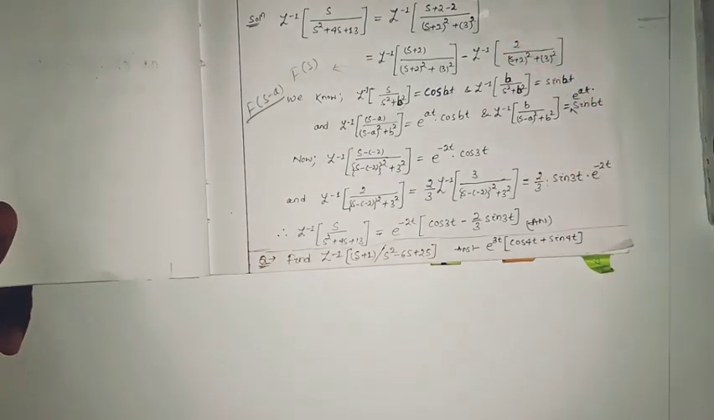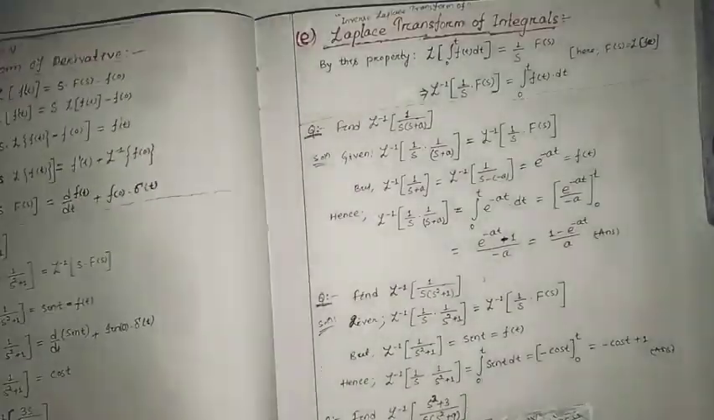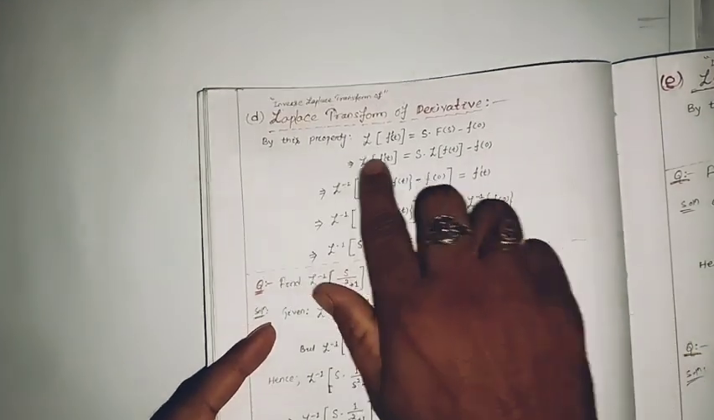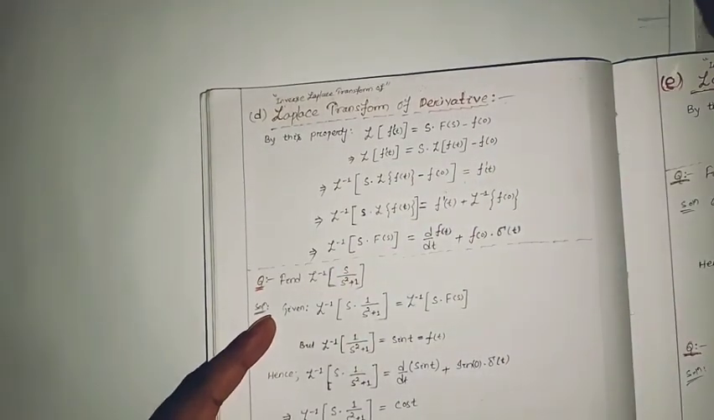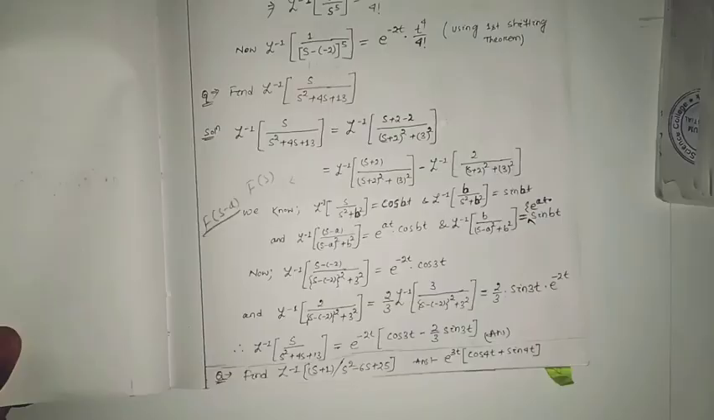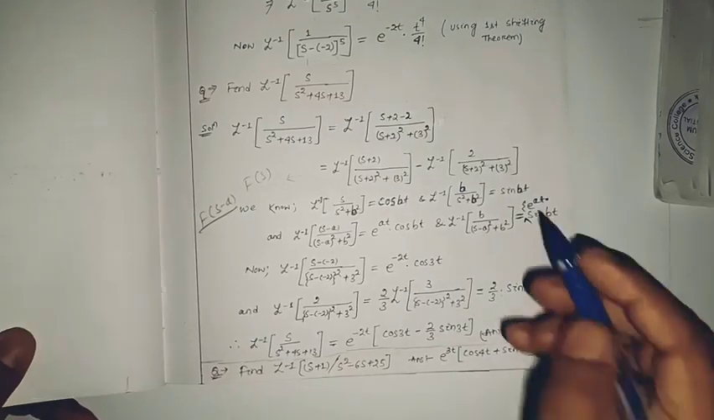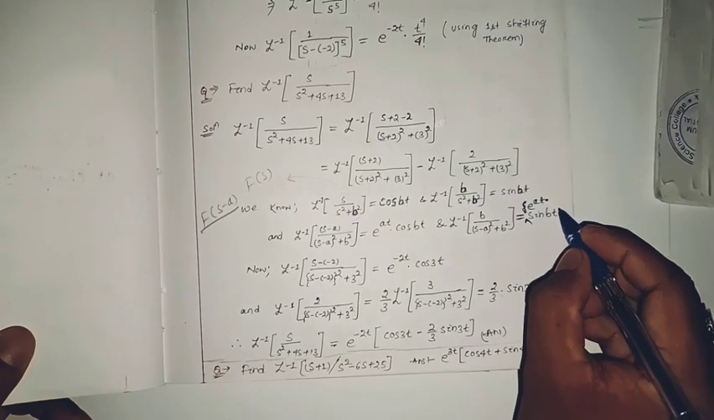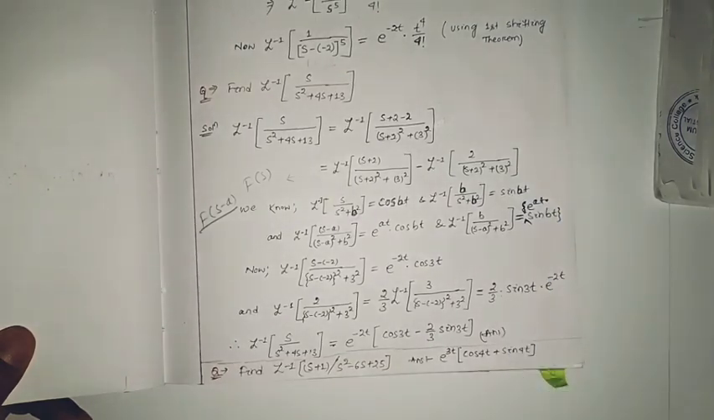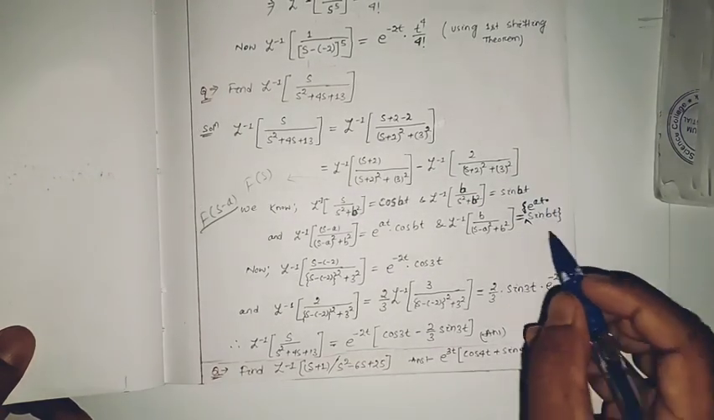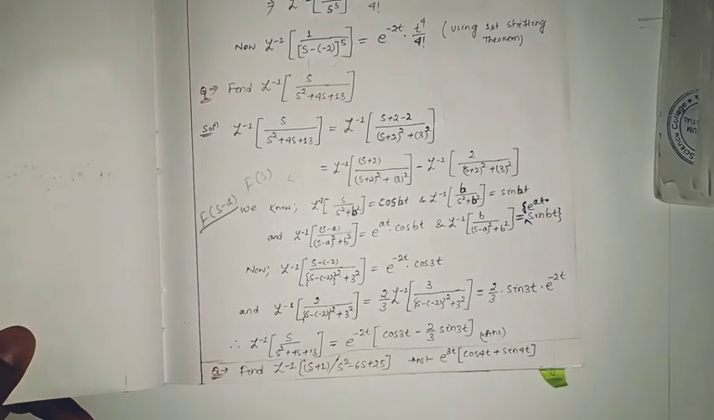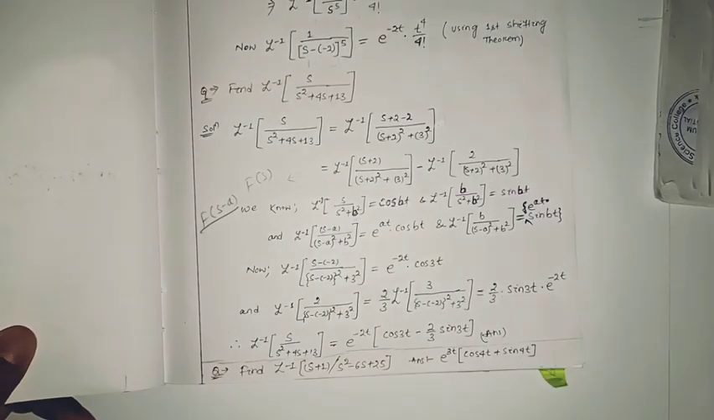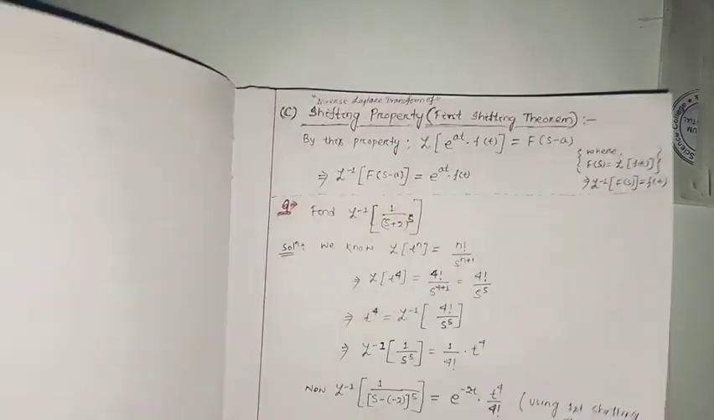Okay, so we have to move to the next property, that is the Laplace transform of derivative. Here I suggest one thing: you should write your notes carefully. Here I multiplied by e to the power at, and I just put it in brackets: e to the power at into sin bt. Don't be confused.